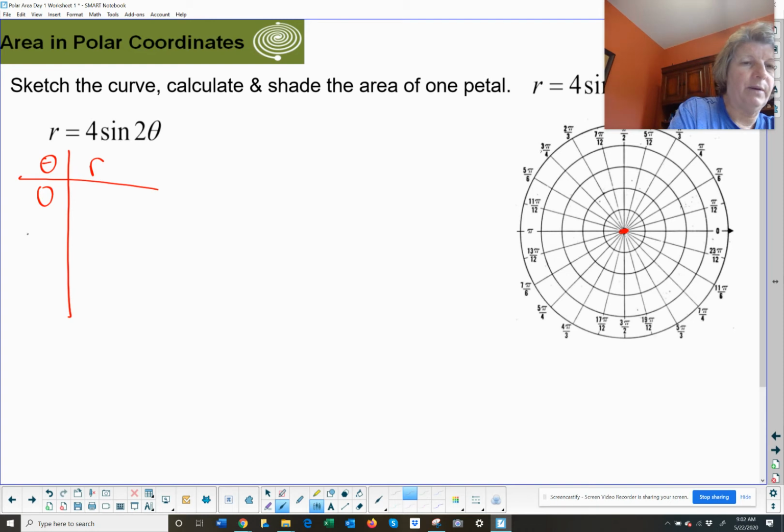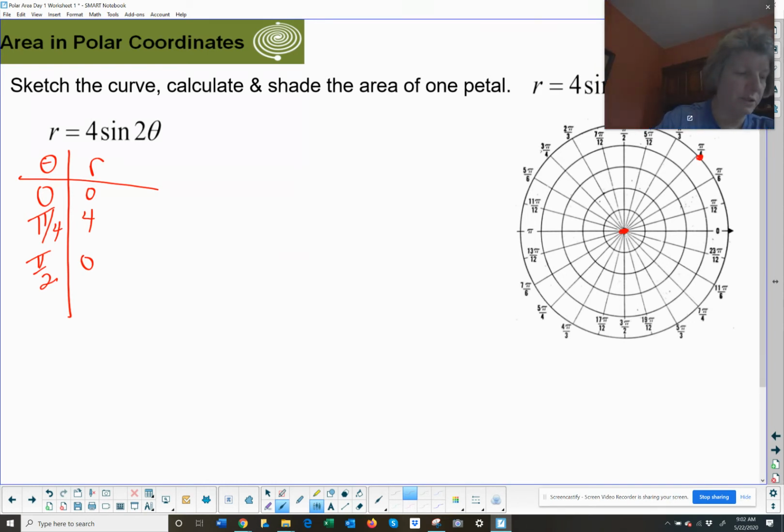Let's go on to pi over 4. We throw in pi over 4, that makes a pi over 2, that makes a 1, that is 4. Oops, this was 0. And if I go pi over 2, I am back at sine of pi, which is 0. So somehow this starts at 0, comes out to 4 when I'm at pi over 4, and then back to 0 at pi over 2.